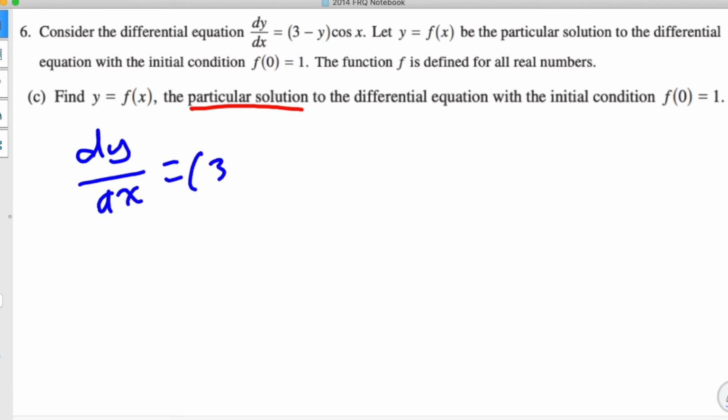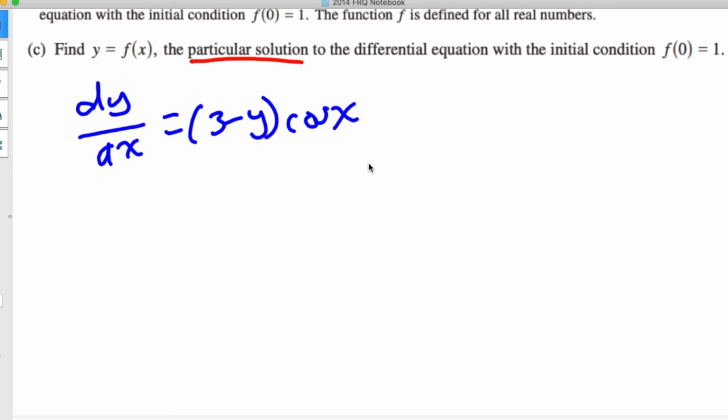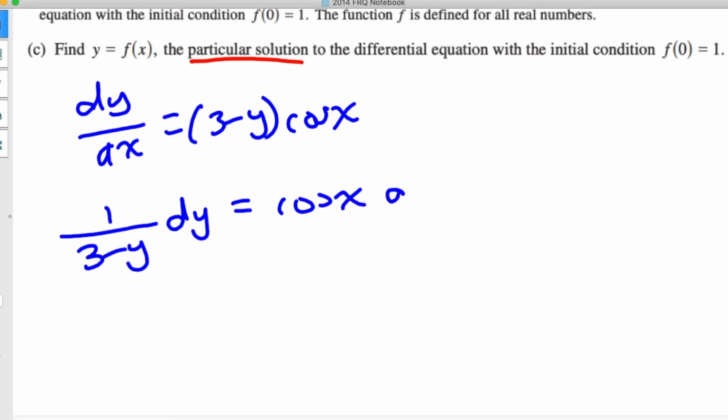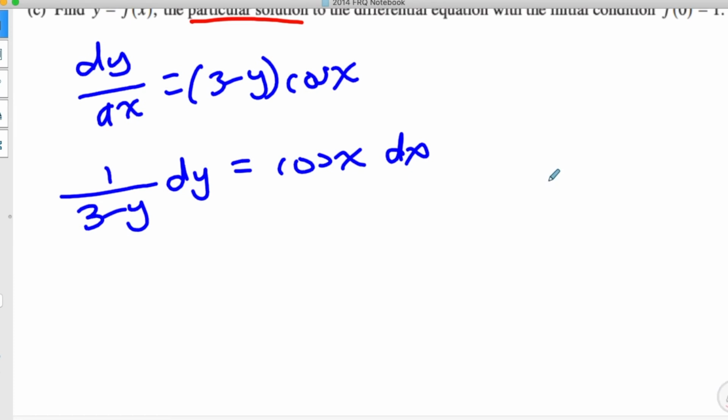So we got dy dx equals 3 minus y cos x. Separate. Y's to the left, x's on the right. So 1 over 3 minus y dy equals cosine x dx. Alright, so we're going to start our integrating here. This is the part where we integrate.